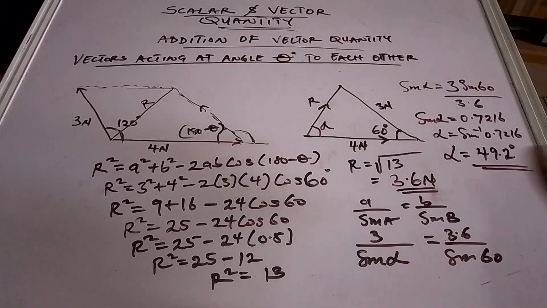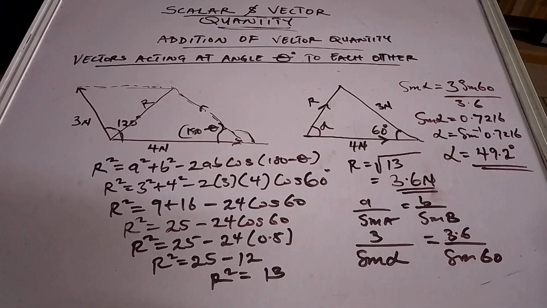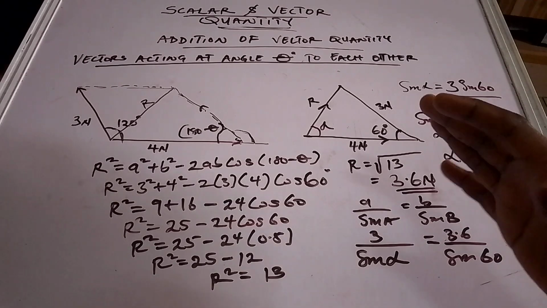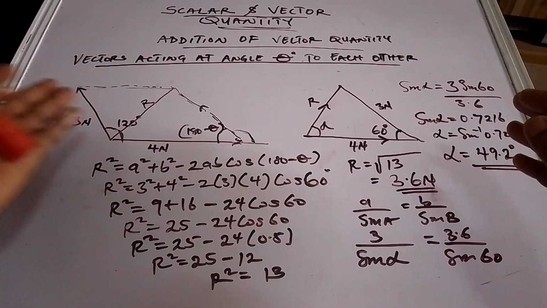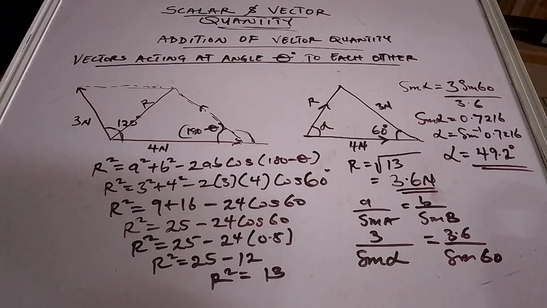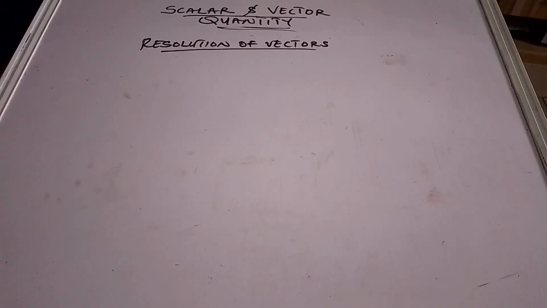So make sure you go over these examples and go over the previous classes as well for better understanding. So the next thing we want to look at is when we now have vectors that are more than 2. These are just 2 vectors. So when we have more than 2 vectors, then we are going to do what we call resolution of vectors. We have to resolve the vectors into their various components. So that's what we call resolution of vectors.